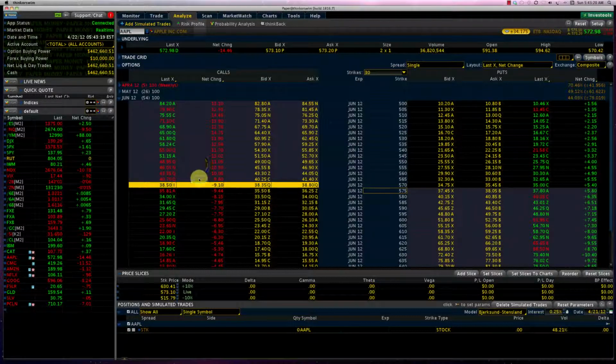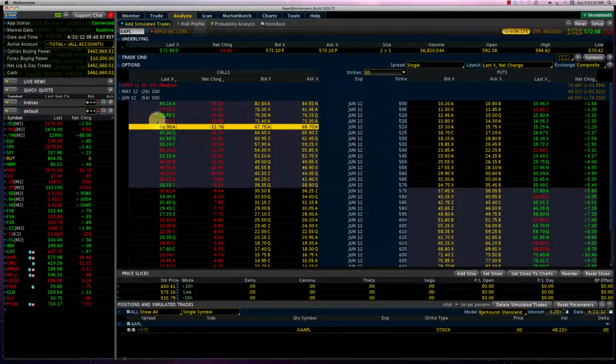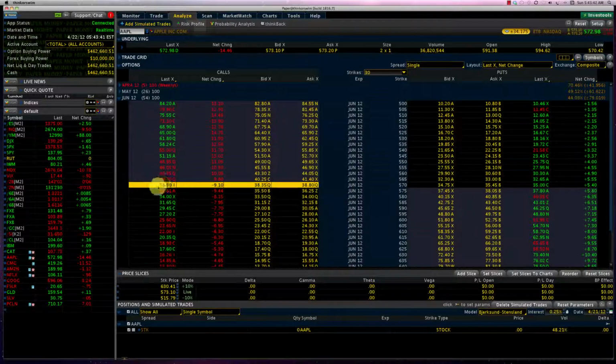So even though we're going to say that this is at the money, it's technically in the money by about $3. And we'll see that as we go along here. So that's as far as the at the money options are concerned. You'll notice that the 520 call, which is in the money, is going for about $69, and the 570 call is going for about $38.50.